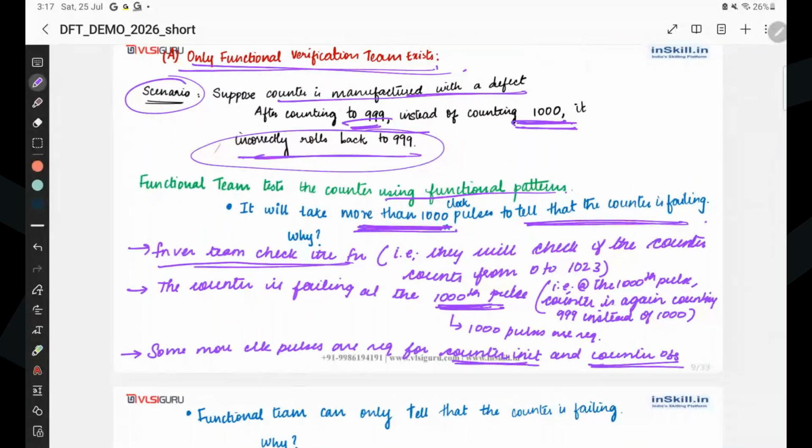So here we have told, right? Suppose the counter is manufactured with a defect. So after counting 999, instead of counting 1000, it incorrectly rolls back to 999. So the counter is failing at the 1000th pulse. So 1000 pulses are required, and then some more clock pulses are required for counter initialization and counter observation. Counter initialization means the counter has to be brought to some initial state, and counter observation means the output of the counter has to be taken to some register and the register has to be read.